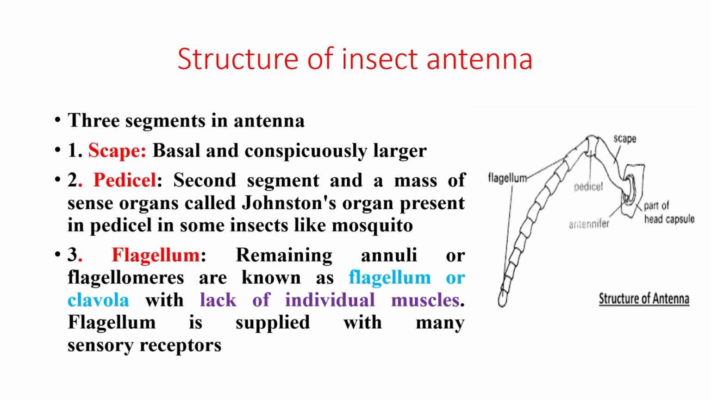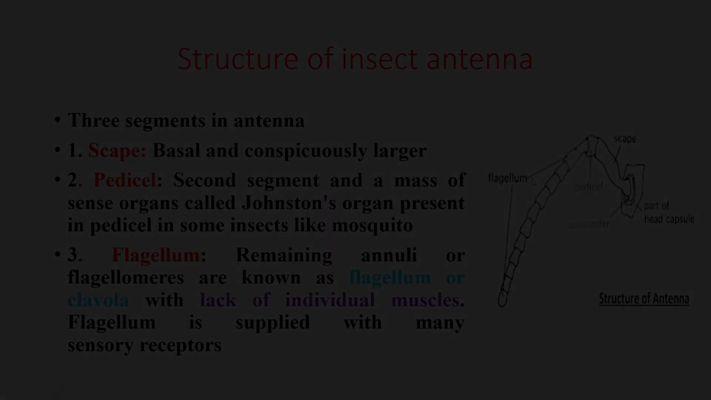And next, the structure of an antenna. There are three segments in an antenna. The first one is the scape, the second one is the pedicel, and the third one is the flagellum. The scape is the basal, conspicuous, larger segment, and the pedicel is the second segment. And here is the pedicel, and the last one, the longest one, is the flagellum.